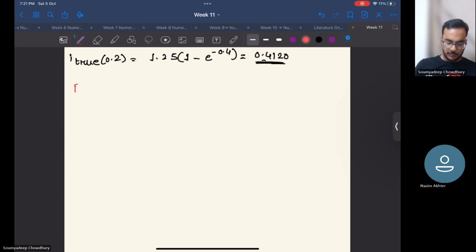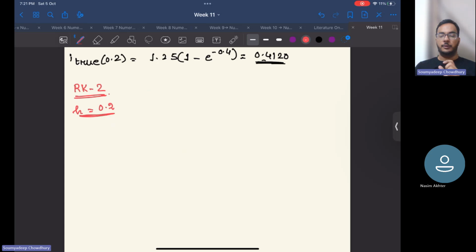Now we will solve by RK2. In RK2, first we need to see what H value we will take. First we'll do with H equal to 0.2. So in one step only we will get the solution, right? Because H is 0.2 and you want to find the value of the function at 0.2 only. The initial value is 0, then you have 0 plus 0.2, so we only need to do one iteration.